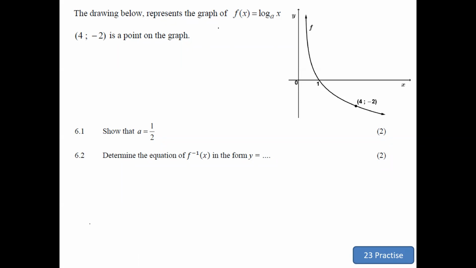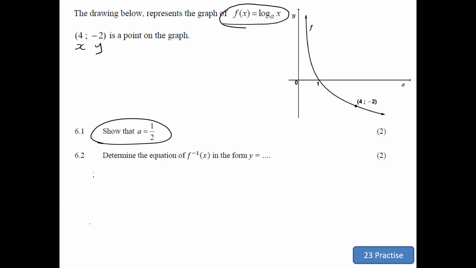The drawing below represents a graph. So there's the equation given, log x base a. And they give us a point. Remember, a point will always represent x, y. It's a point on the graph. The question is to show, in other words, the question is to find a. And they're giving us the answer that a is equal to half.